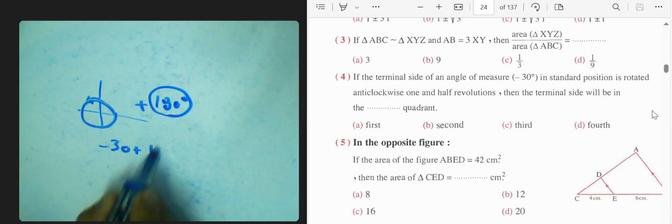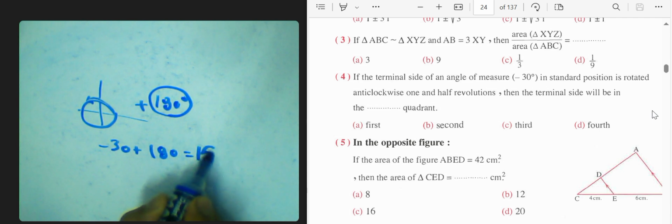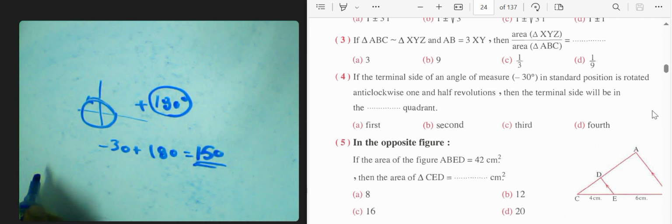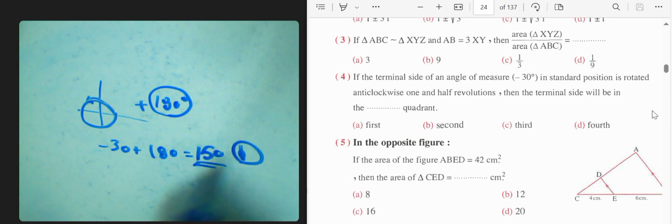Negative 30 plus 180, the result will be 150. Then it will lie in the second quadrant. Choose letter B.